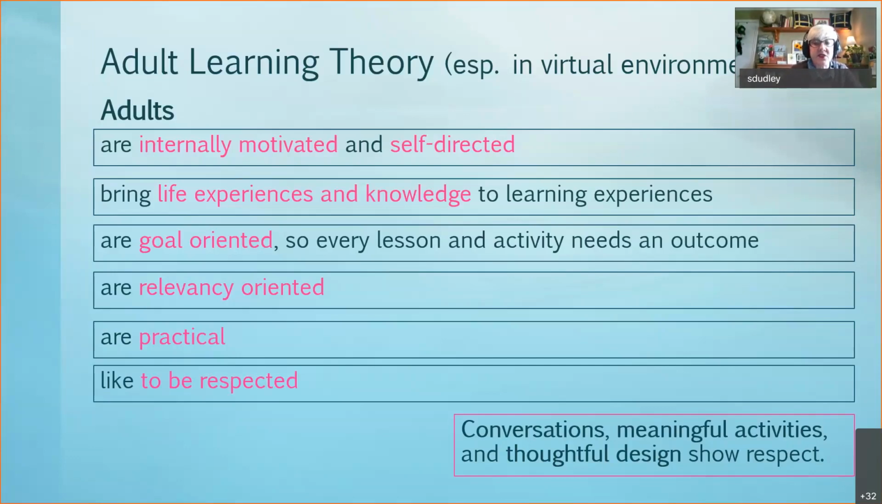So of all of these characteristics of adult learners, which do you believe is the most important aspect to which facilitators must tend? I believe that Audra dropped that into the chat box for you, and you are to be making a choice. Is it A, internal motivation and self-direction, or B, life experiences, or C, goal orientation, or D, relevancy, or E, practicality, or F, being respected? What do you think is the most important aspect to which facilitators must tend while they're facilitating a class in that virtual environment?